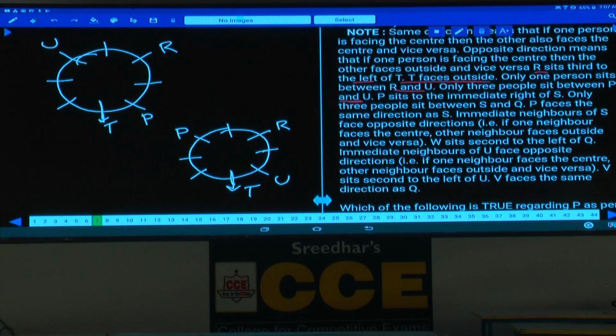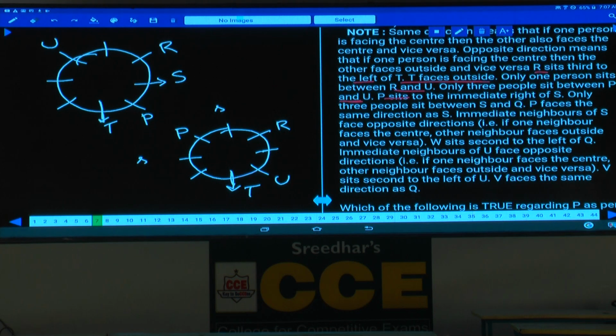P sits to the immediate right of S. As P is to the immediate right of S, then S will be here, isn't it? Now as S is here, this S must be away from the center. Then only P will be to the immediate right. If S is facing the center, then P will be to the immediate left. According to the given information, P sits to the immediate right of S. Hence, P is here. S can be either here or here. There are 2 possibilities for this S.